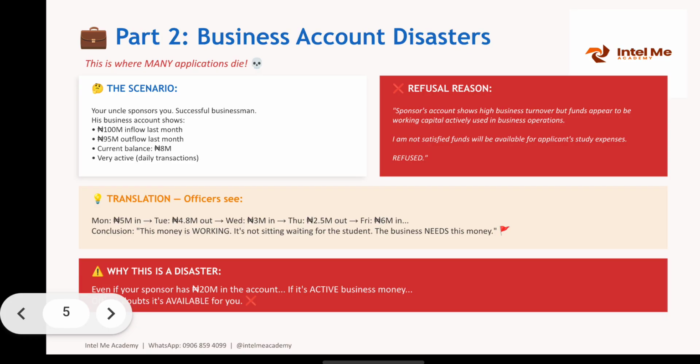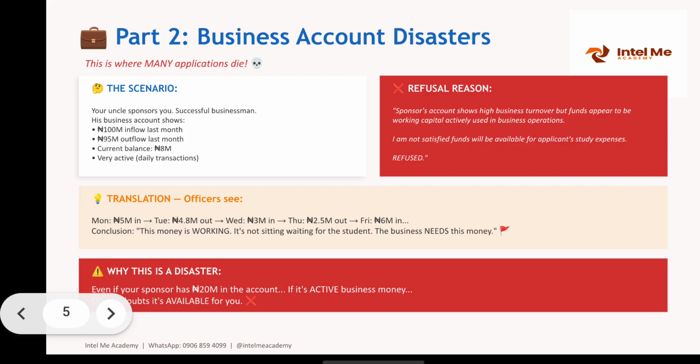Do you understand? So the refusal reason usually moves around the line of: sponsor's account shows high business turnover, but funds appear to be working capital actively used in business operations. I'm not satisfied funds will be available for applicant's study. So they refuse you for that too. So these are things to also have in mind. If you want to use a sponsor and you're thinking, oh, he has a lot of money, his business does, you need to have all these things in mind too.